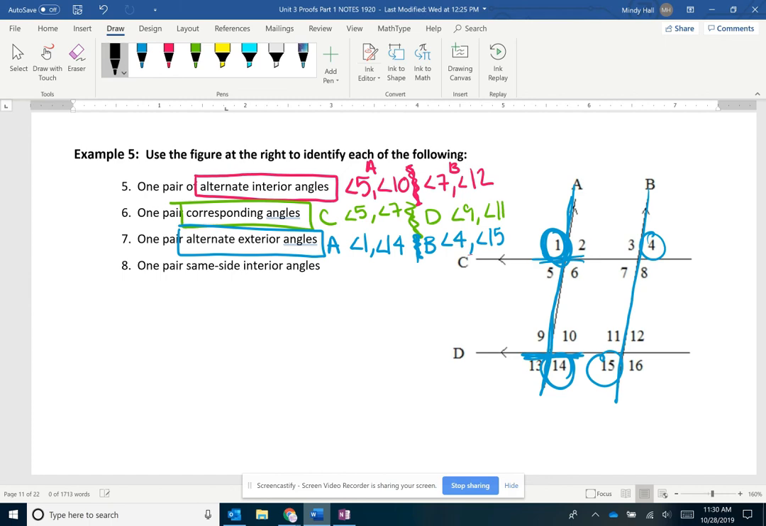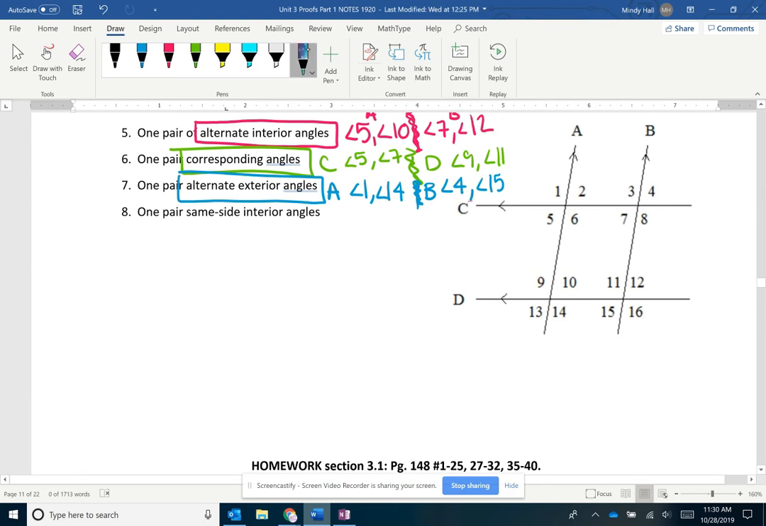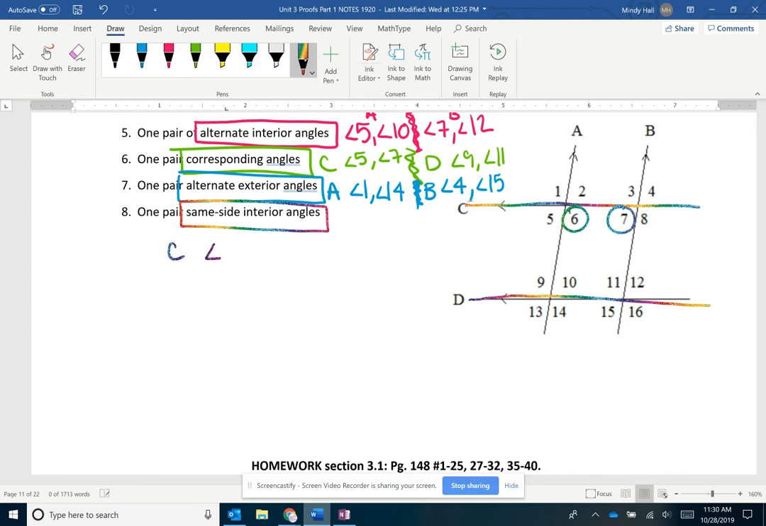Okay. And so then last but not least, and since it is the last one, we will use our rainbow pen today. So we want to have same side interior angles. So if I were to use C and D as my transversals, same side interior are going to be on the same side of the transversal. So that would be like angle 6 and angle 7. Or if I use D, then I could say angle 10 or angle 11. And there are a couple more options. So if you're, again, curious, just comment below. I'll tell you if you have the right idea or not.